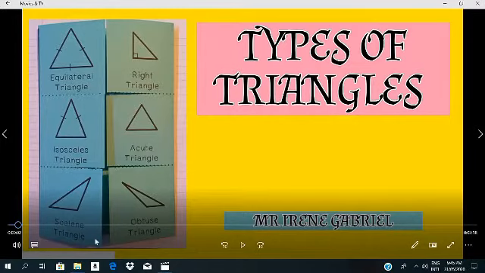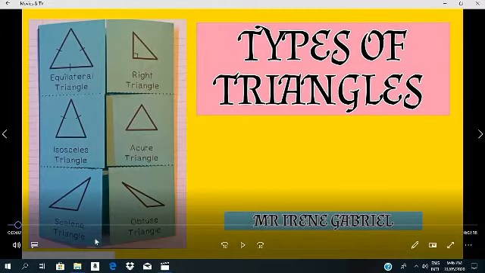Taking a good look at your environment, you will discover that everything you see is made up of shapes. Most times these shapes make our environment beautiful and colorful. And one of the shapes you will see is a triangle. This brings us to a very interesting and fascinating topic in mathematics: types of triangles.